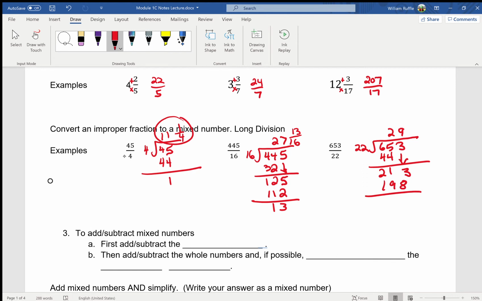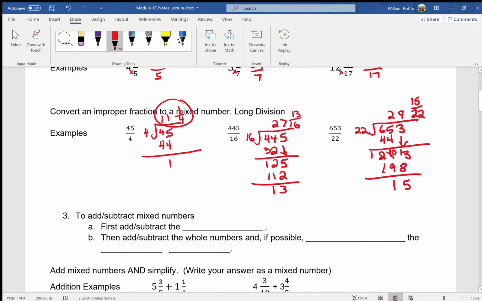Can't do 3 minus 8, so that's now a 0, and that's a 1. 13 minus 8 is 5. Can't do 0 minus 9, so I've got to borrow that. So that's 10 minus 9 is 1. So it's 15 over 22. You're just going to have to take your time and practice those. Long division sometimes can get pretty ugly, but please use the chart.